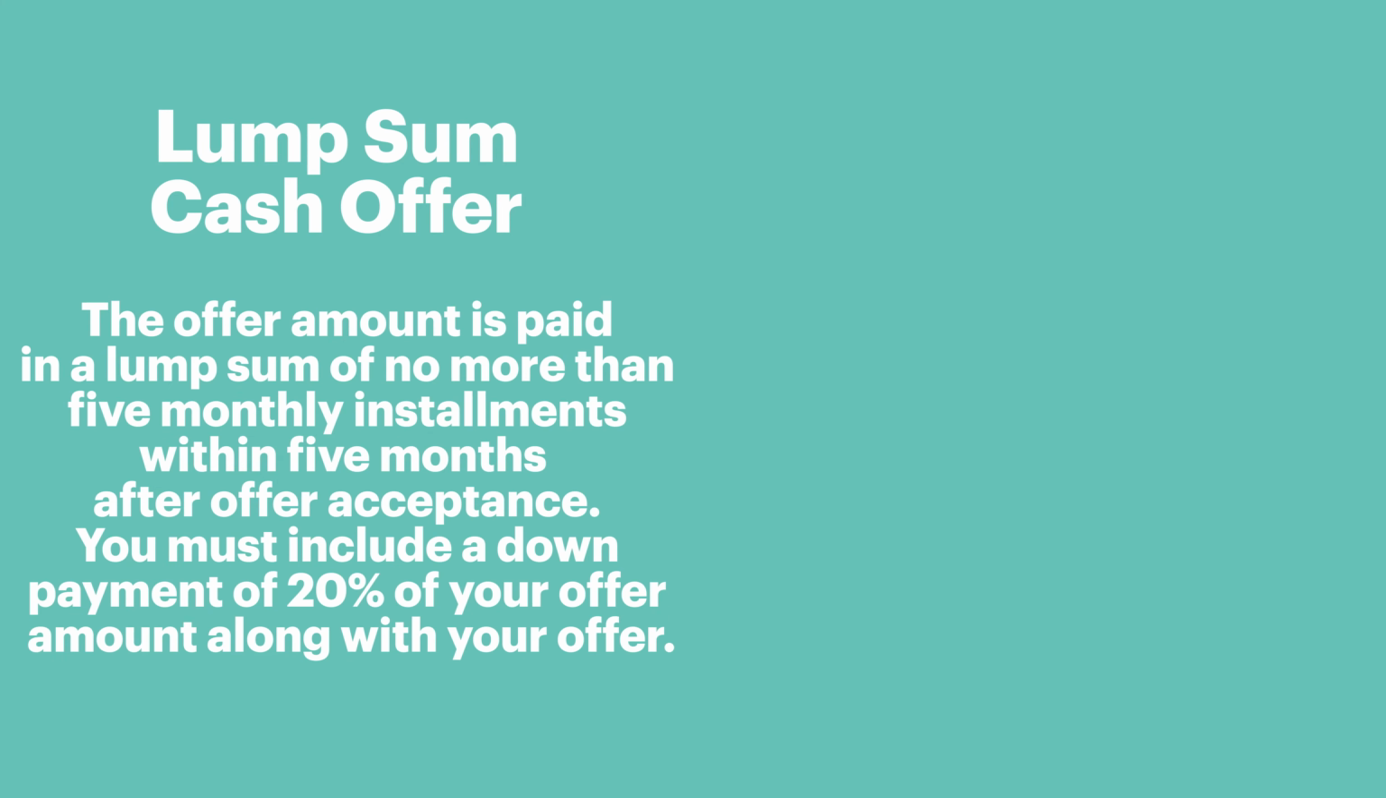acceptance. So on the screen here, I've shown you your two options when it comes to offers and compromise. So the first kind of way you can make your offer payment is the lump sum cash offer, in which the offer amount is paid in a lump sum of no more than 5 monthly installments within 5 months after offer acceptance.